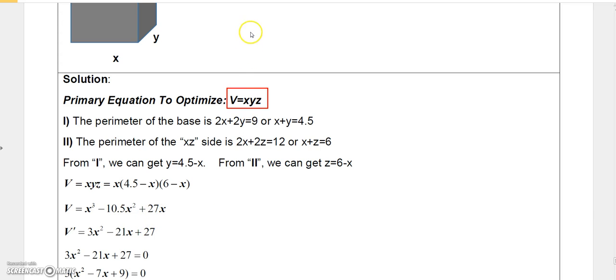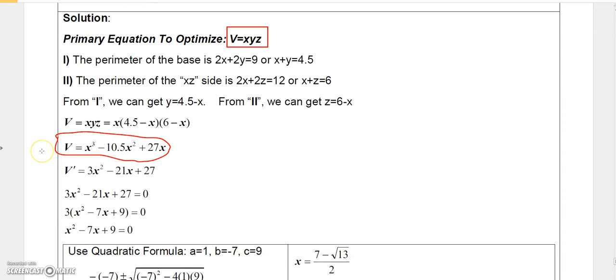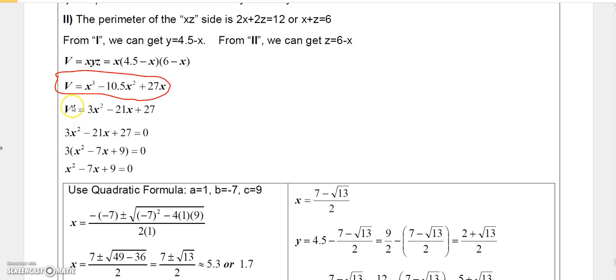Okay, so that represents the volume. And now we want to take the derivative of this volume so that we can optimize it. So now the derivative of that would be 3x squared minus 21x plus 27. And if I solve this, I can factor out a 3 here, and I get 3 times x squared minus 7x plus 9 equals 0. And so I've got to solve this equation here to get a solution.